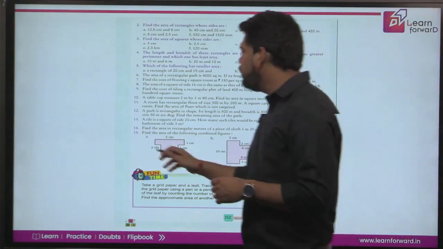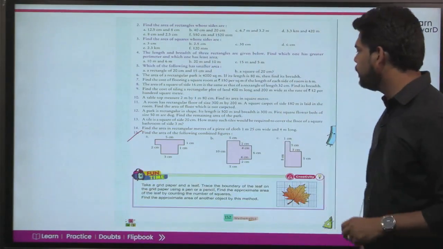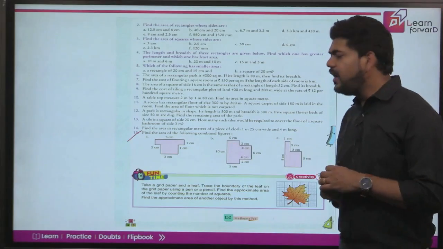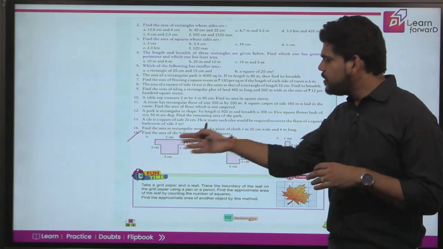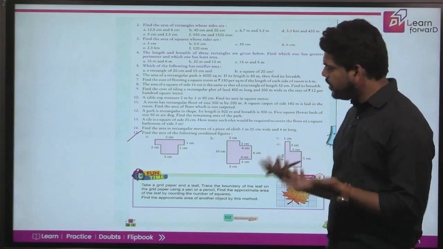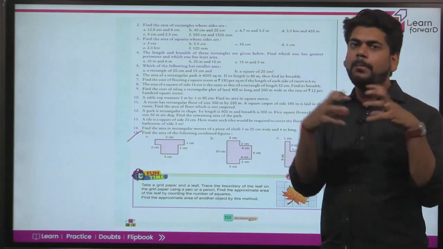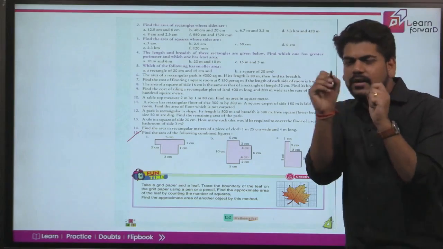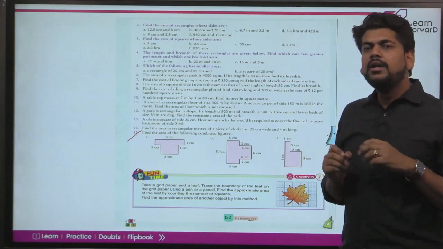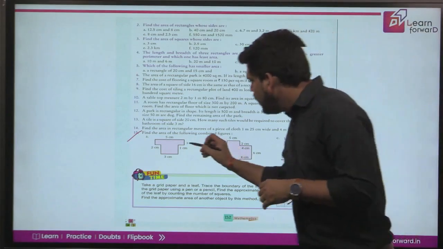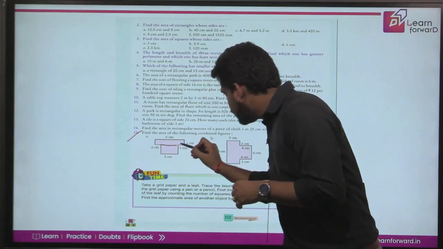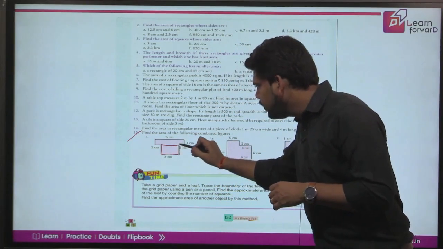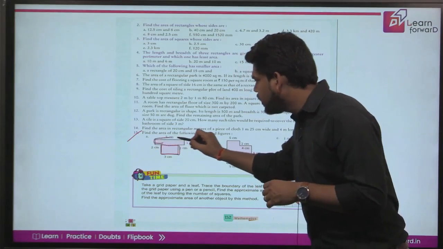Before winding up with this chapter, let us do 15th question. Find the area of the following combined figures. Now this shape is not a square, it is not a rectangle, it is somewhere a combination of both. So what we will do, we will try to divide it by drawing some line and divide it in two shapes. If I divide it this way, this is my first rectangle and this is my second rectangle.